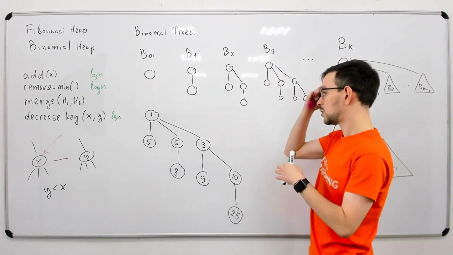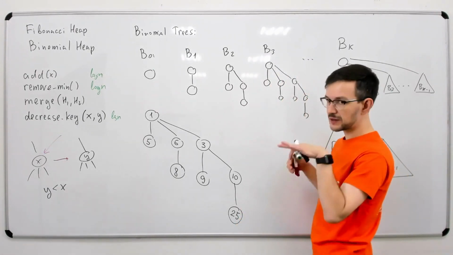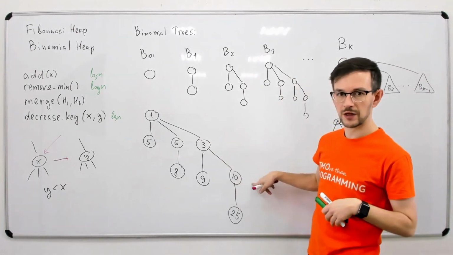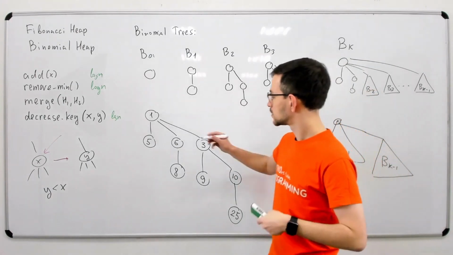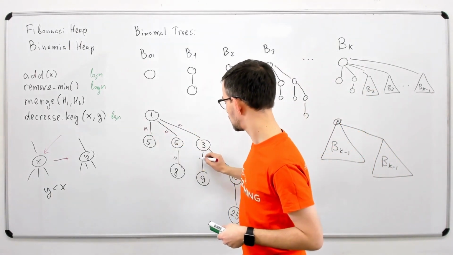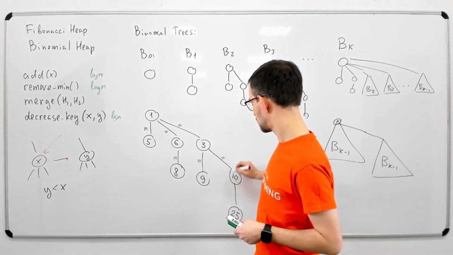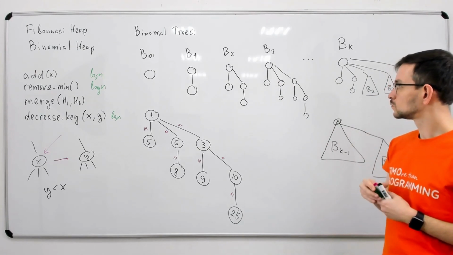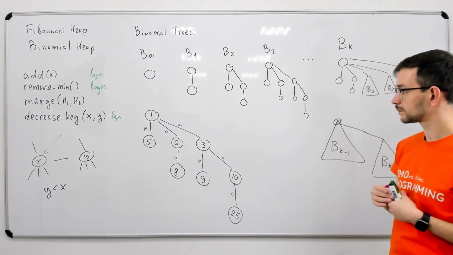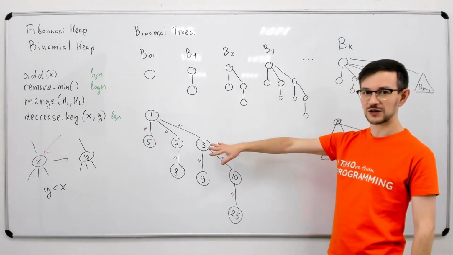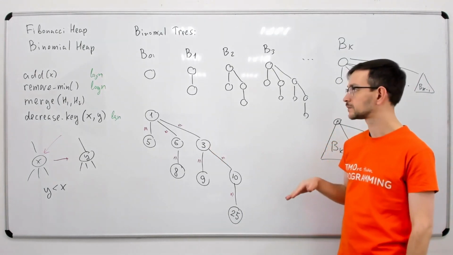So we maintain the following property, that each element is less or equal to its children. This element is less or equal to this, less or equal to this, and so on. That's the plan. That's how we will construct our binomial heap.